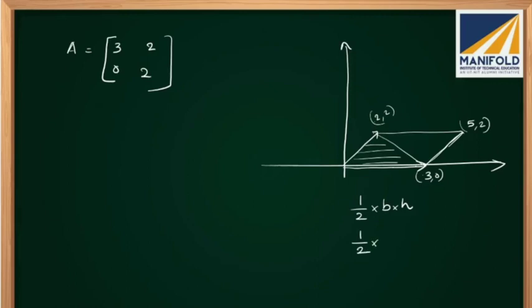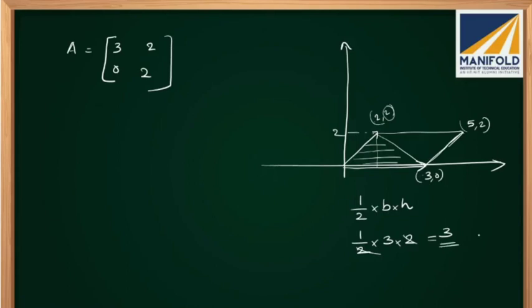That is nothing but half times. What is the base length here? Base length is 3 units, times what is the height here? The height is upwards 2 units in the y direction. Correct? This point is actually 2, which means the height is 2. So I get half into 3 into 2, which is equal to 3.